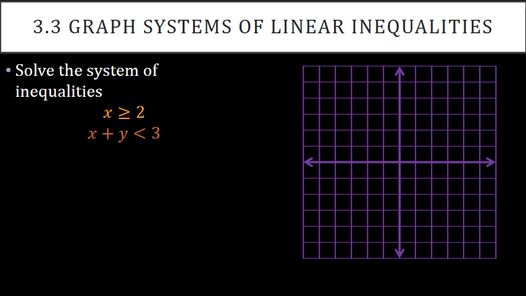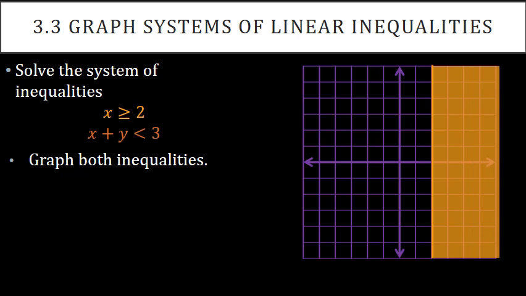So here's our first system. Graph each of the inequalities separately. So we'll start with x is greater than or equal to 2. Remember, you graph it like it's x equals 2, which is a vertical line. And then we want the area where x is bigger than 2. So that's to the right side.